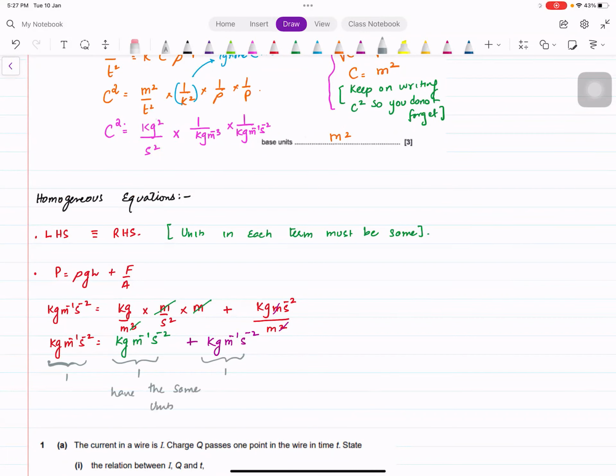So we would say that this equation is homogeneous. Is that clear, everyone? Yes, sir. So every single unit in every single term of the equation must be the same in terms of SI base units, and that will let you know whether it's homogeneous or not. All right, you can write this down, please, and then we'll move to the examples.